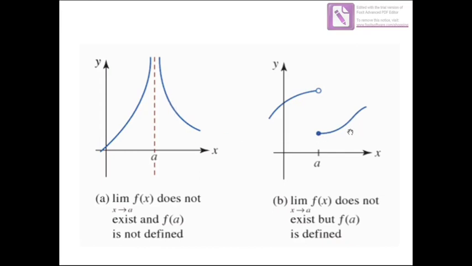For the second one, we see that f(a) is defined because here we have a closed dot, but the limit from the right is different than the limit from the left, so we conclude that the limit of f(x) when x approaches a does not exist and our function is discontinuous. Why is it discontinuous? Because the limit from the right is not equal to the limit from the left.